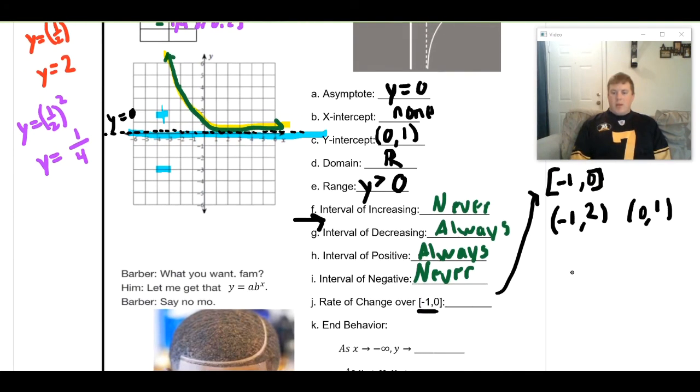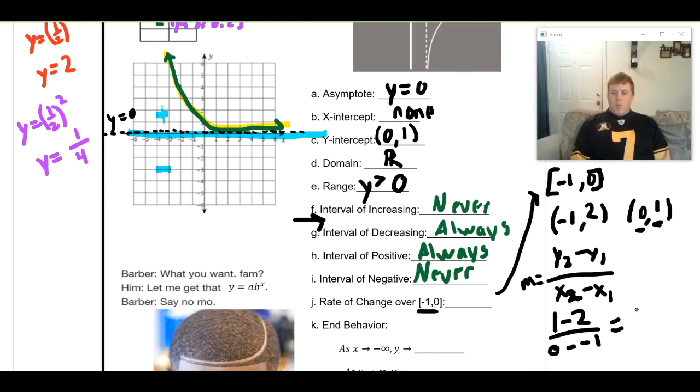These are my two ordered pairs that I'm now going to plug into my slope formula of y2 minus y1 over x2 minus x1. This was our slope formula. So I'm going to do 1 minus 2. Since I used this 1 first, I have to use this 0 first. So I'm going to do 0 minus a -1. 1 minus 2 is going to give me -1. Two negatives give me a positive, so that's 0 plus 1, which gives me 1. And -1 over 1 is going to give me -1. So my rate of change is -1.